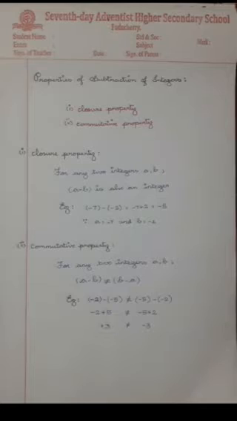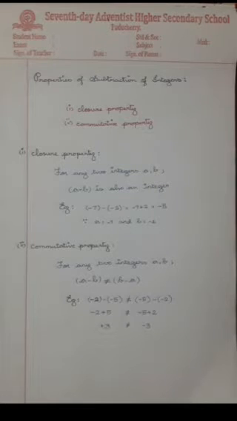In closure property, the definition goes this way. For any two integers a, b, a minus b is also an integer. Example, the two integers are minus 7 and minus 2. When you subtract minus 2 from minus 7, you are getting the answer as minus 5. That minus 5 is nothing but an integer. So, when you subtract two integers and the answer is again an integer, it means that the subtraction of integers is closed under subtraction. Clear? Next, commutative property.